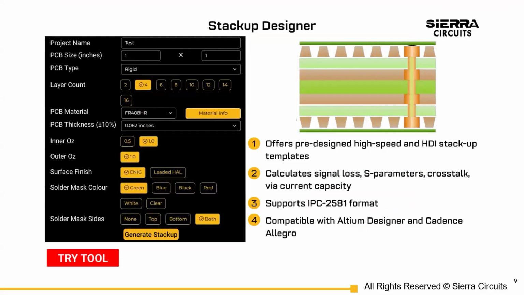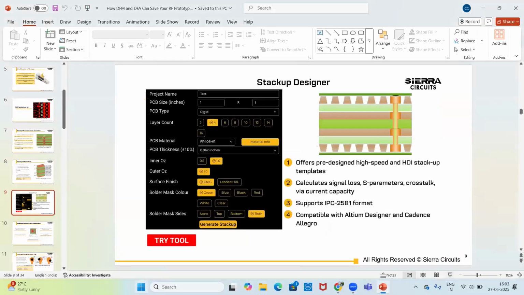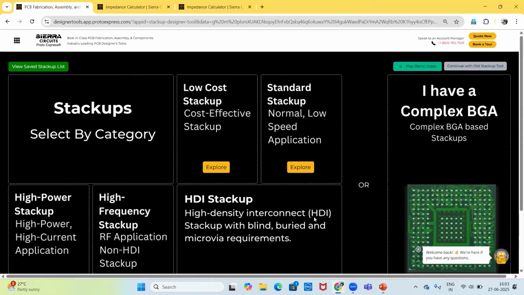Now we have a quick demo on a StackUp Designer tool. So our StackUp Designer tool offers a categorized library of pre-designed stackups. As you can see, we have the low-cost stackup, the standard, high power, high frequency, and the HDI stackup here. And we also have an option tailored for complex BGA designs. This tool integrates the impedance calculator along with the signal loss, S parameter, and crosstalk calculators. Additionally, it also includes specialized calculators such as the via current capacity and temperature rise calculator, the trace width current capacity and temperature rise calculator, and of course the PCB conductor spacing and voltage calculator.